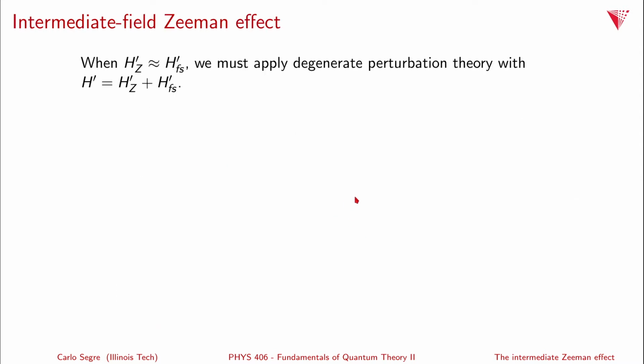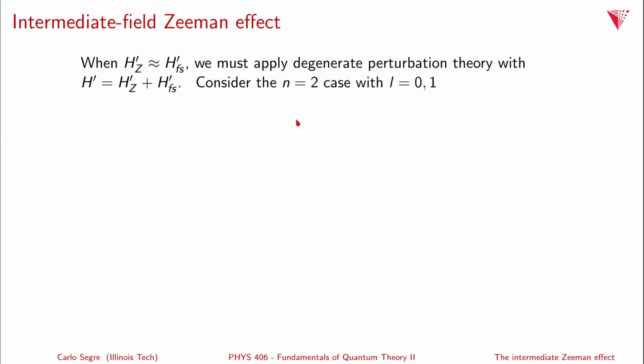So what about the intermediate field Zeeman effect? This is the case where you can't say that either the Zeeman or the fine structure is stronger. If you assume that they're approximately equal, then you must apply degenerate perturbation theory, with the total perturbative Hamiltonian being the sum of the Zeeman and the fine structure terms.